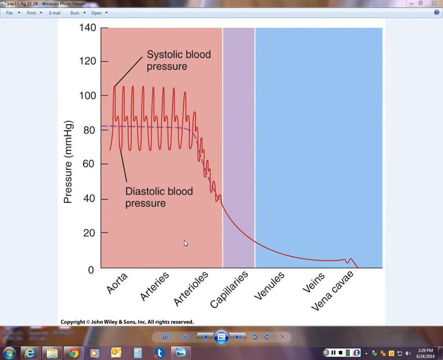Why is that? Because when the cardiac output is lower, literally you have less blood being pumped into the system. And therefore, with less blood, the pressure should drop. And when you have a higher cardiac output, you have more blood being pumped into the system. And with more blood, the pressure should rise.